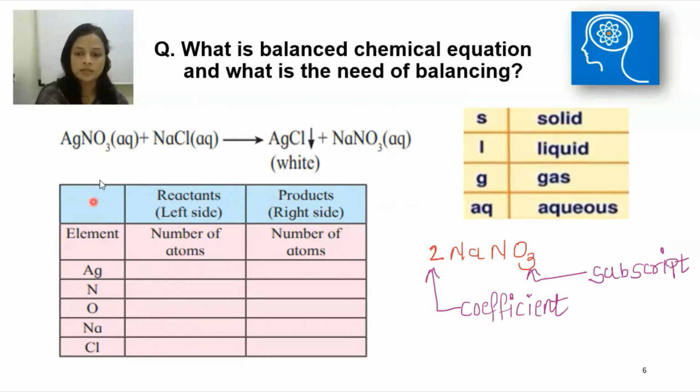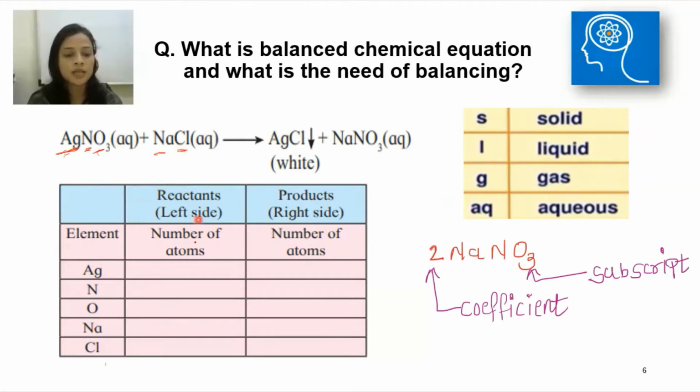So now we'll see. Here is Ag. Okay, this is the left side of the equation, that is the reactant side. Elements are Ag, then N. So write down, list all the elements present in the chemical reaction. So here is N. After that there is O, then Na, then Cl.